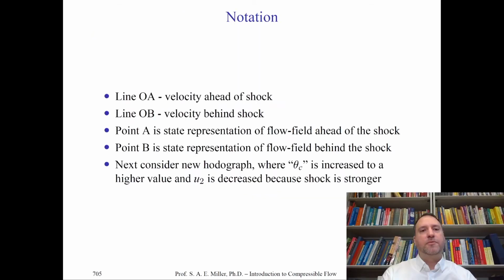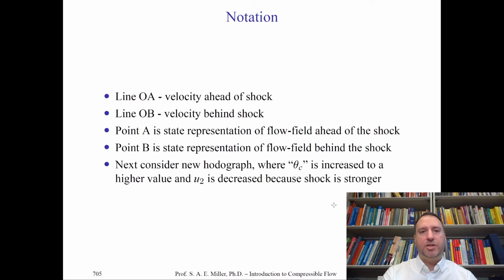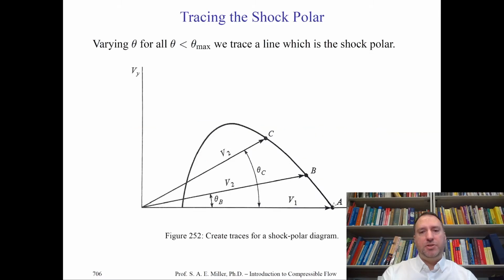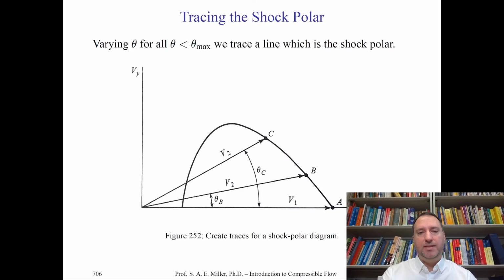Let's do that now. From the origin to point A will be the velocity ahead of the shock, as in figure 252. Here's the origin, and here's A, velocity ahead of the shock. Line OB will be the velocity behind the shock, which is that velocity vector from O to B, right here. Next, point A is one particular state representation of the flow field ahead of the shock. It'll always be on the x-axis. Point B is one particular state representation of the flow field behind the shock.